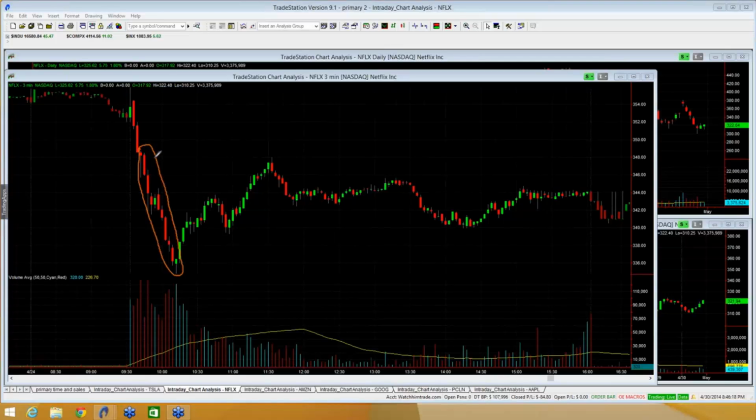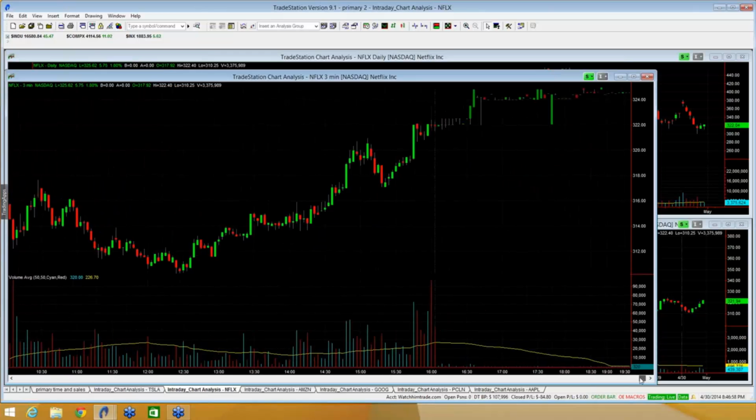The next 45 minutes to an hour, Netflix went from 348 down to 346, and then just an awesome move back higher as well, 335 to 344, and then another one from 338 to 348, and then a decent leg lower from 346 to 340. So, lots of tradable opportunities on Netflix, and it showed you within the first few minutes of the day on the 24th that it was going to offer a lot of movement and a lot of good range.